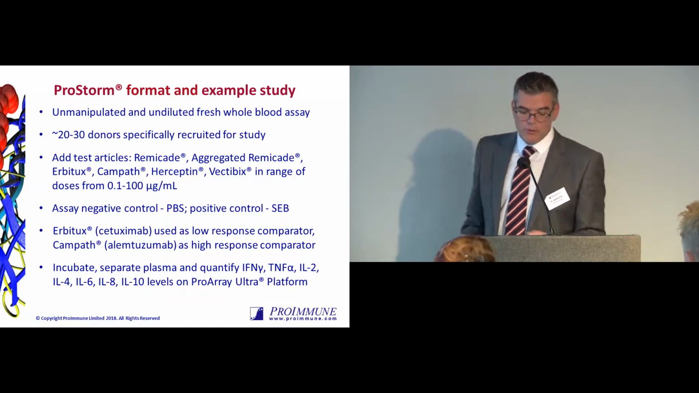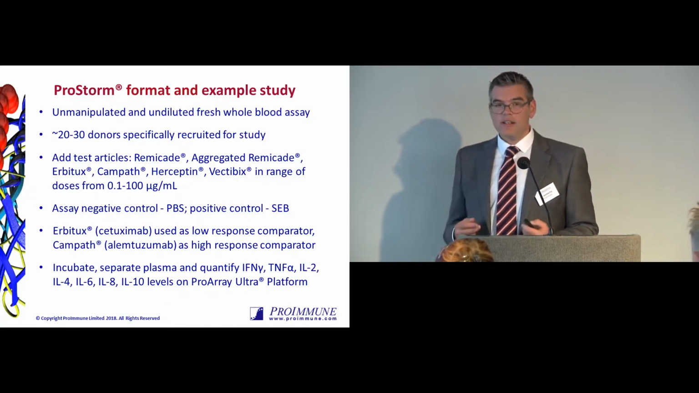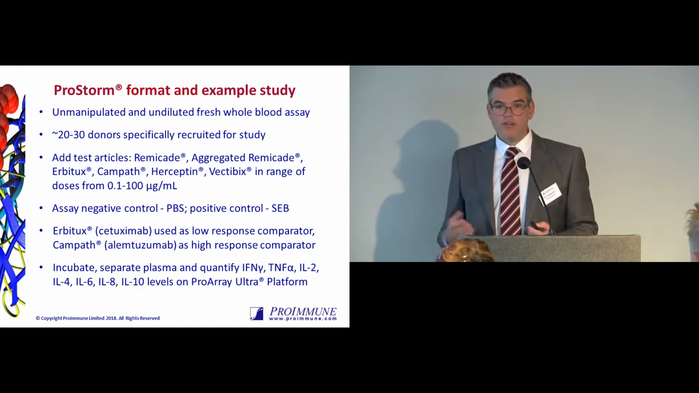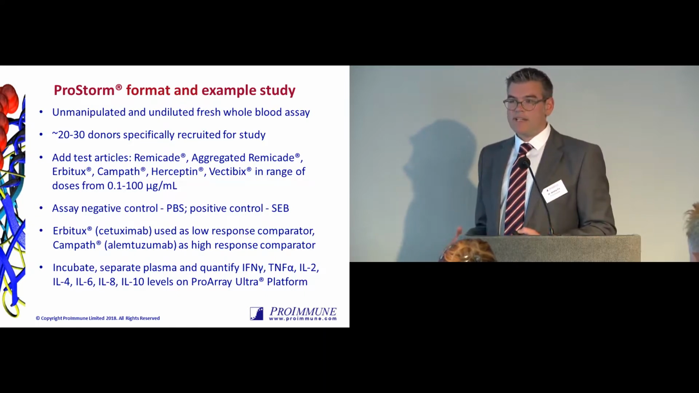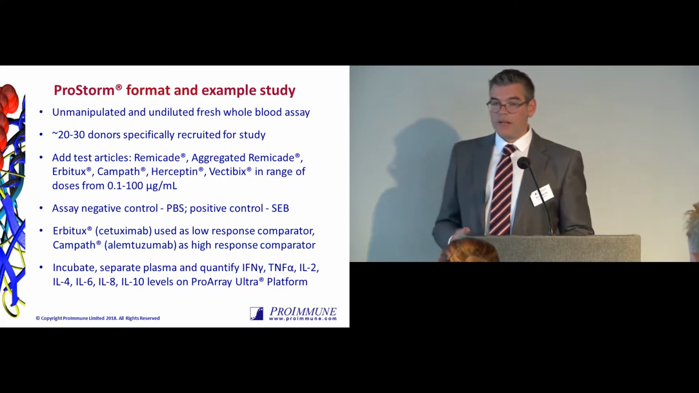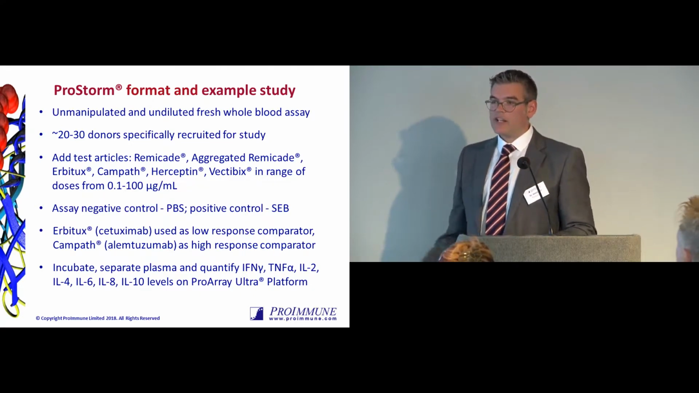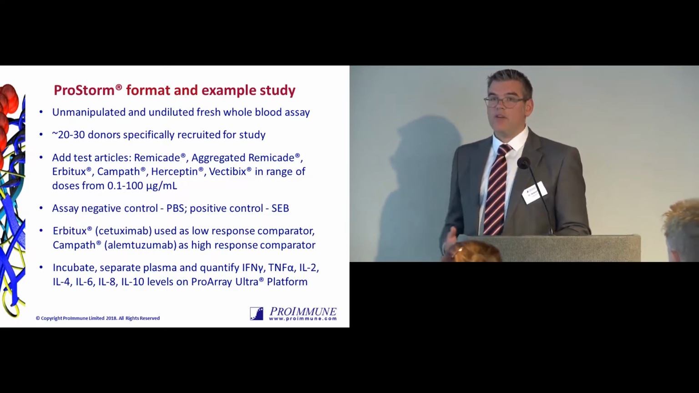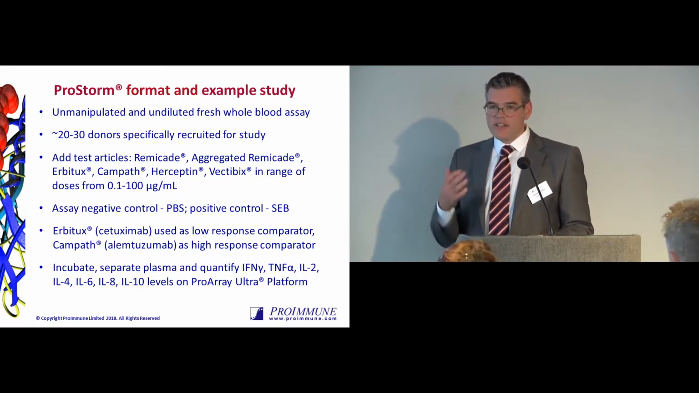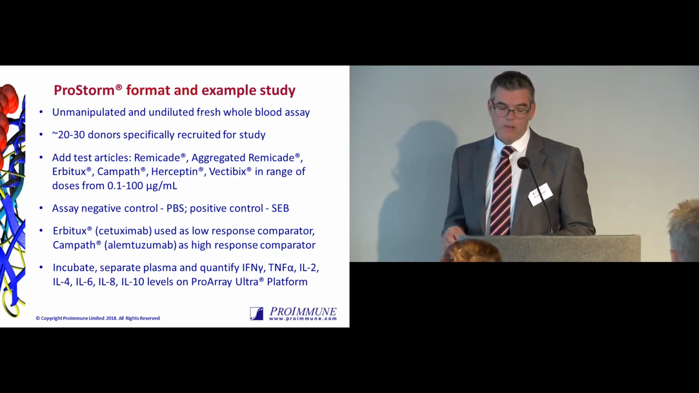So what we do in our ProStorm assay is we work with fresh, undiluted whole blood. So the donors are recruited directly for the specific study. And one of the great things at ProImmune is that we can start these studies very, very quickly. So typically, from when everything is initiated, we can actually get the donors in within a week and start the work. So if you've got your test article, there's usually a high time pressure behind these sorts of data requirements.